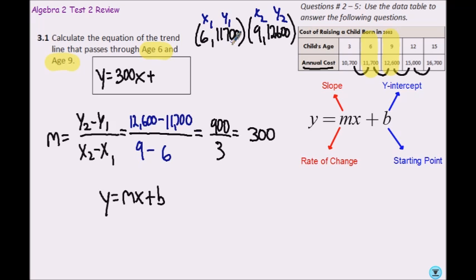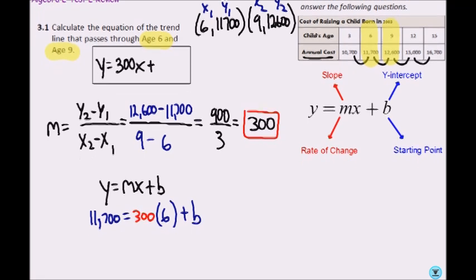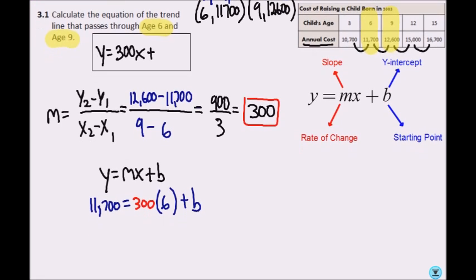So the y is 11,700. And then we know what the annual cost is. The annual cost is 300. And the x, we're saying, is 6, plus b. So the way that I can translate this is that it's saying that it's $300 per year plus whatever the baby cost from the very beginning. That's going to equal 11,700. So basically what I'm doing is I'm taking what I already know, and I'm just going to be solving for b.